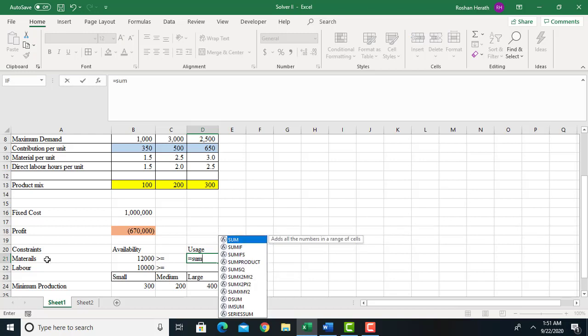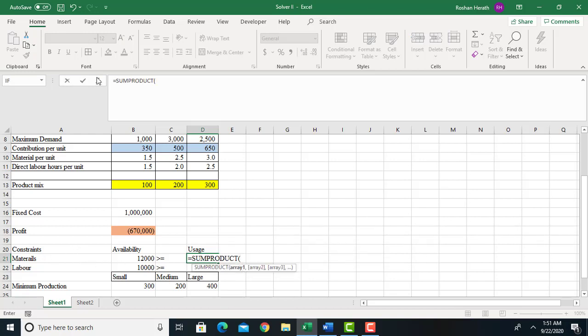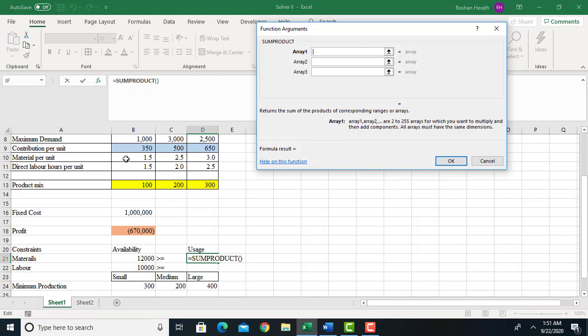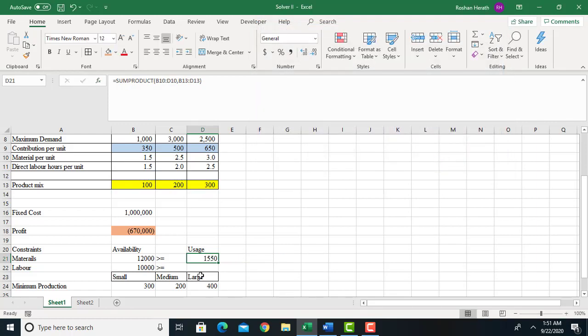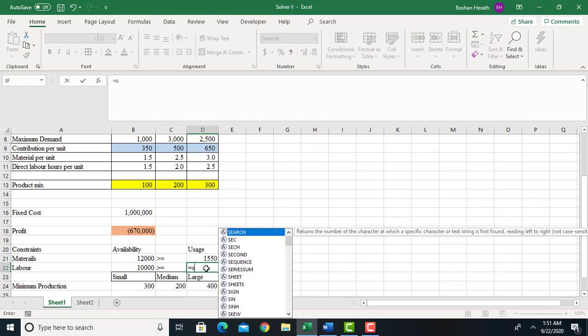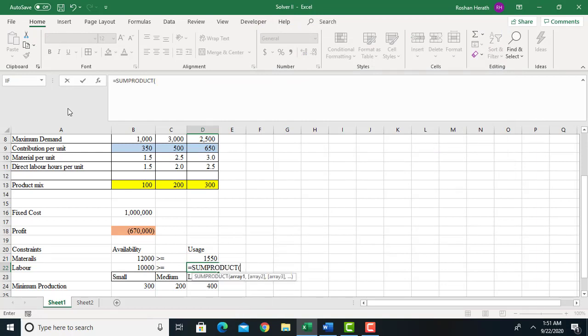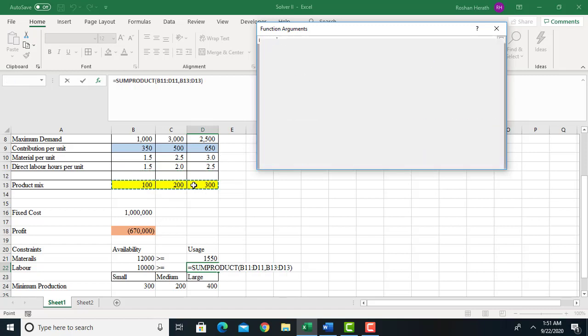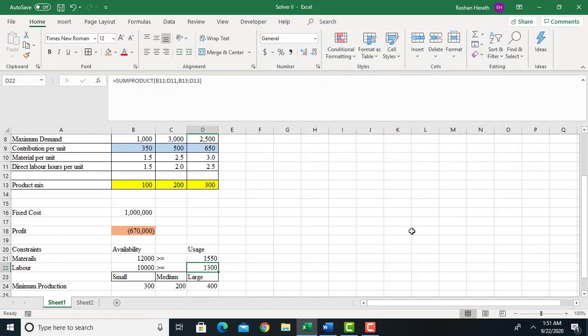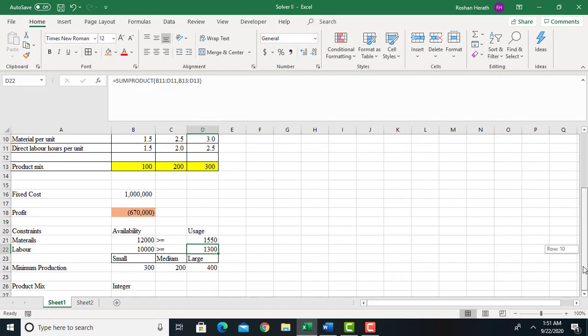Now the usage can be worked out easily. For material, apply sumproduct. You can take the materials per unit and multiply them by the product mix. Similarly, you can do the same for the labor. For the labor, you have direct labor hours per unit and multiply them by the product mix. Now you have worked the constraints out.